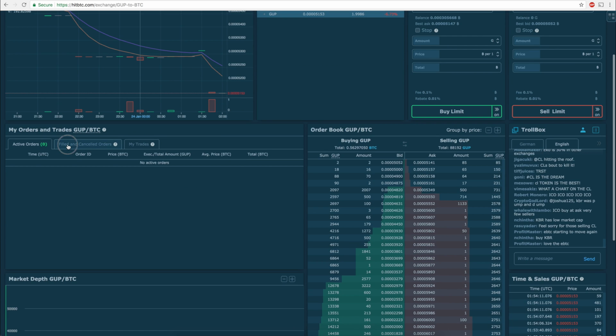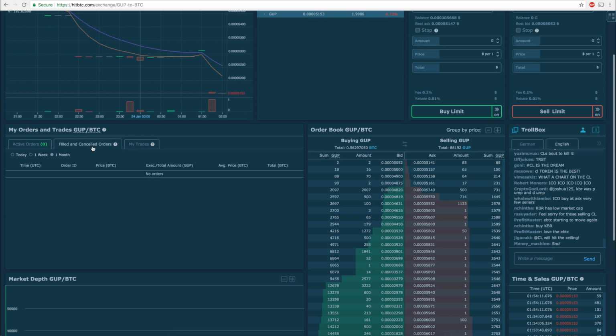In my orders and trades, I already covered it. Basically, this is your active order. So if I place an order right now, it would appear here with the price, the order ID, and the total amount I'm going to be paying, along with here's the filled and canceled orders. So if you cancel things and you're like, oh wait, I want to go back and see what price I was trying to sell it at, you can find it here.